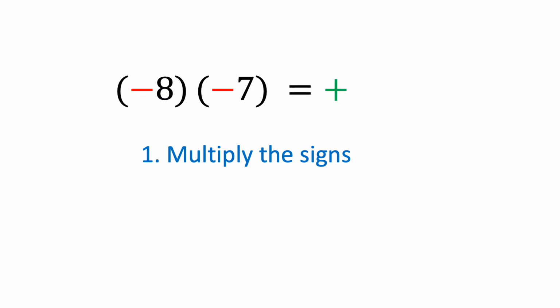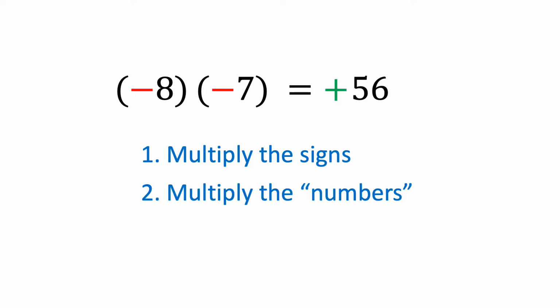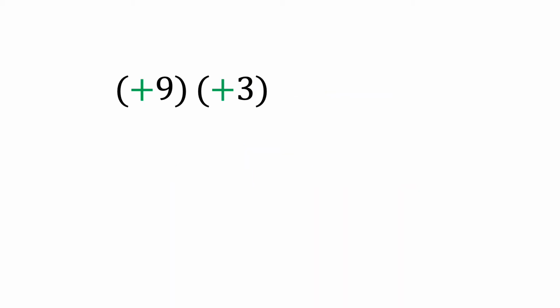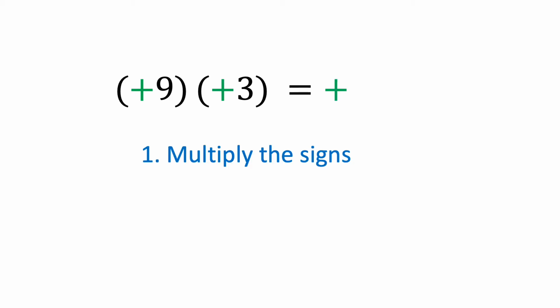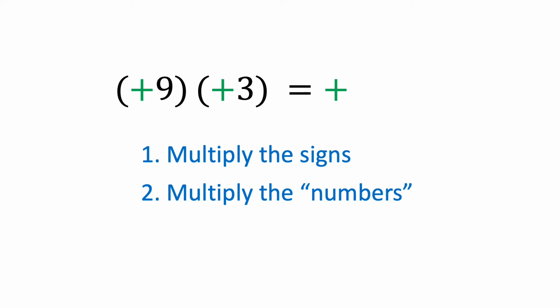So let's look at an example, negative 8 times negative 7. First, we're going to multiply the signs. A negative times a negative is a positive. 8 times 7 is 56. So negative 8 times negative 7 is positive 56. Positive numbers, this is just like what you've been doing since 3rd grade. 9 times 3, multiply the signs and you get a positive. 9 times 3, 27. If we do division, the rules stay the same.